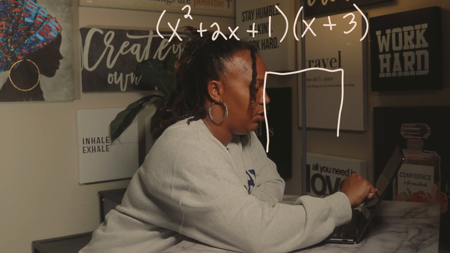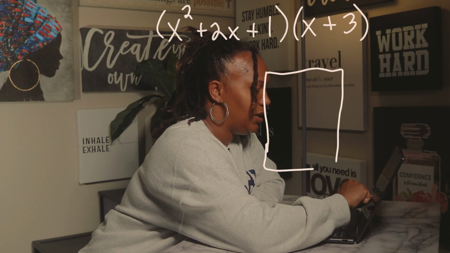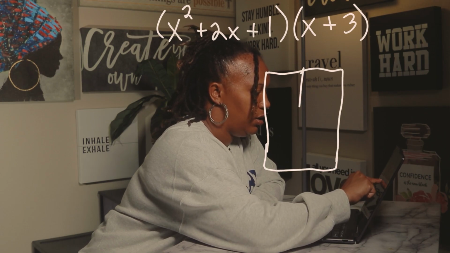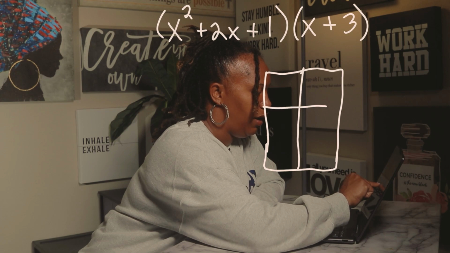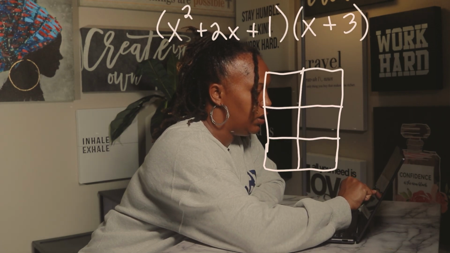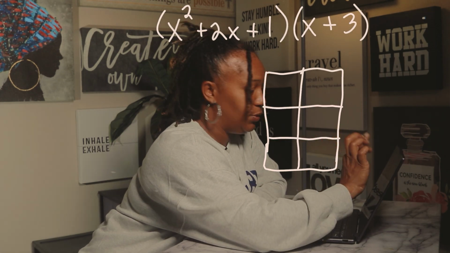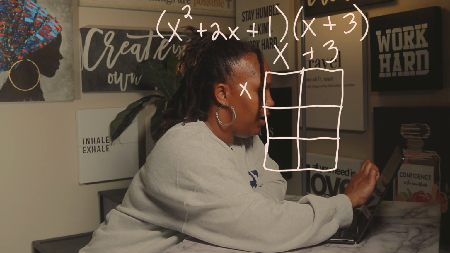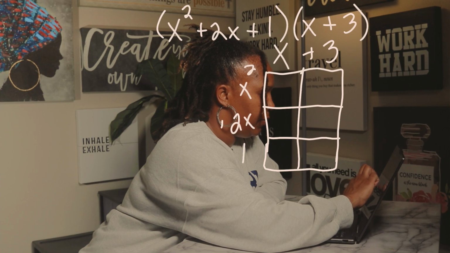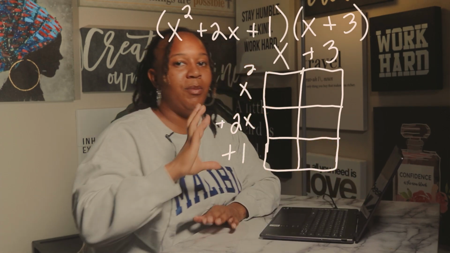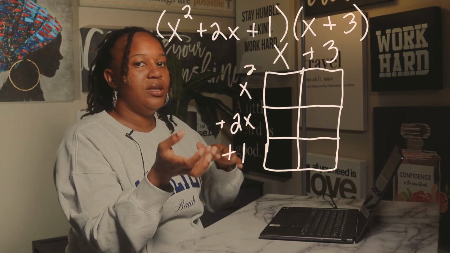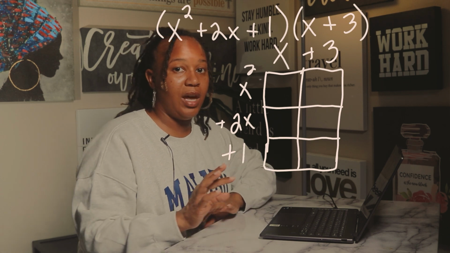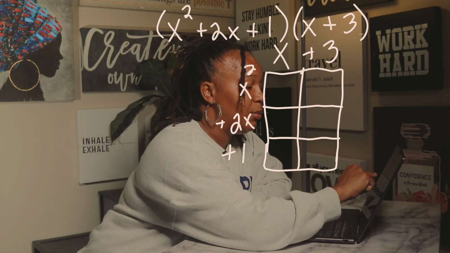So I'm going to set my box up like this. There's my 2 columns, and then I'm going to make it have 3 rows. And you can switch it vice versa. It doesn't matter. You get the same answer in the end. I'm going to put my x plus 3 across the top and the x squared plus 2x plus 1 down the side. And again, it doesn't matter if I put the other one across the top and the other one across the side. You'll still get the same answer in the end. All right. And now I'm going to multiply my boxes.